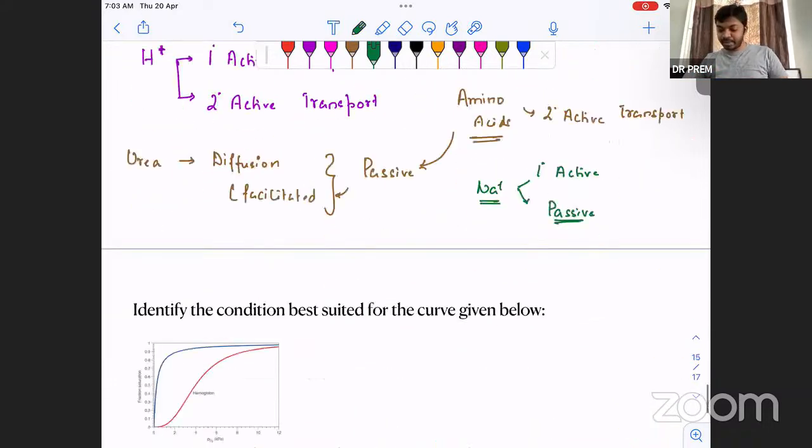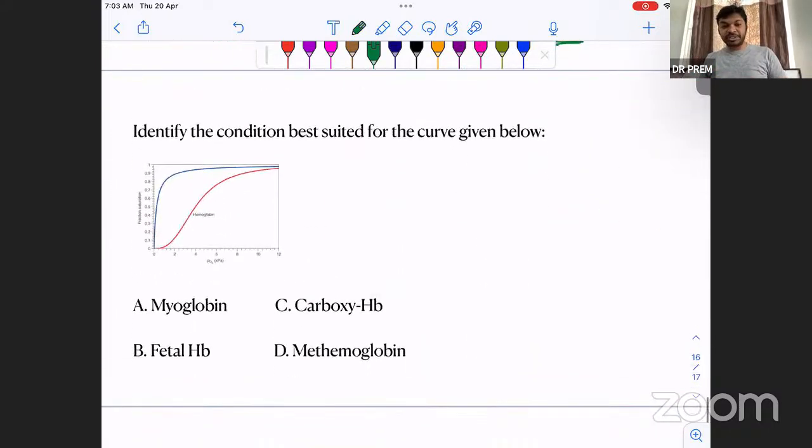Fine. Let us take up the last question. Identify the condition best suited for the curve given below. Myoglobin, carboxyhemoglobin, fetal hemoglobin, methemoglobin. I'm sure you'd have crossed this question many times in many discussions, but I just want you to be doubly confident and positive about it. It's a November INI-CET 2022 question, doctors.